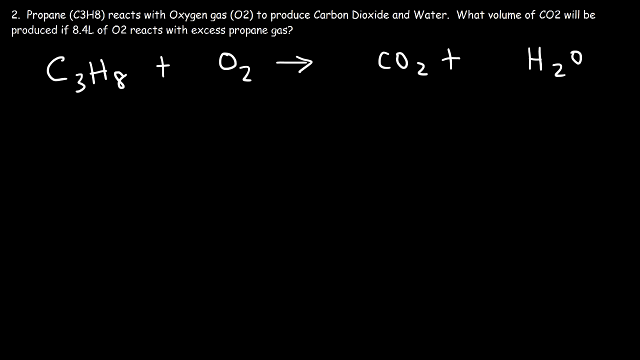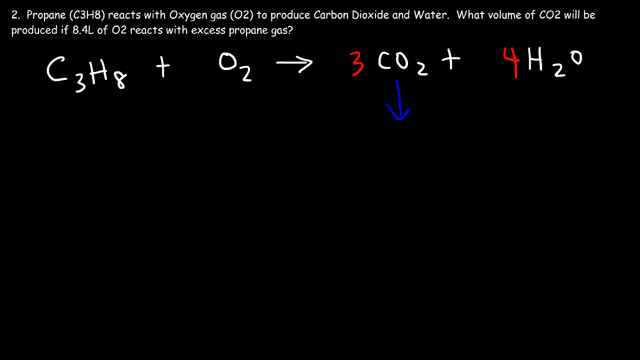Now, to balance this combustion reaction, the first thing we got to make sure is that the number of carbon atoms are the same on both sides. So I'm going to put a 3 in front of CO2. So we have 3 carbon atoms on both sides. Now we have 8 hydrogen atoms on the left, which means I need to put a 4 in front of H2O. 4 times 2 is 8.